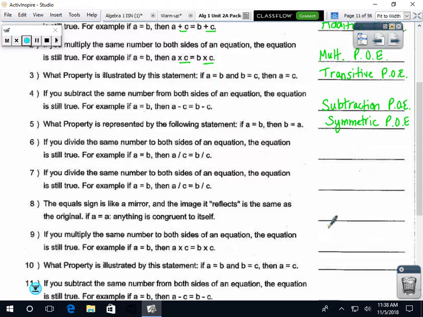All right, number 6. If you divide the same number to both sides of an equation, the equation is still true. For example, if A equals B, then A divided by C equals B divided by C. Well, what are they doing to both sides? Dividing. So it's the division property of equality. That's another common sense one. The adding, subtracting, multiplying, and dividing ones are simple. You just look at what they're doing on both sides.